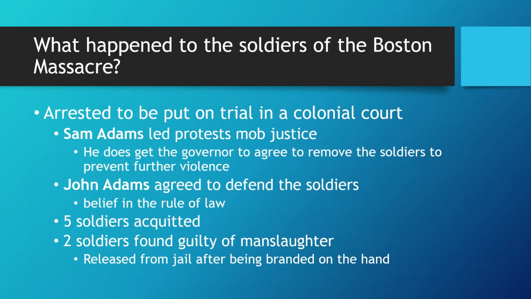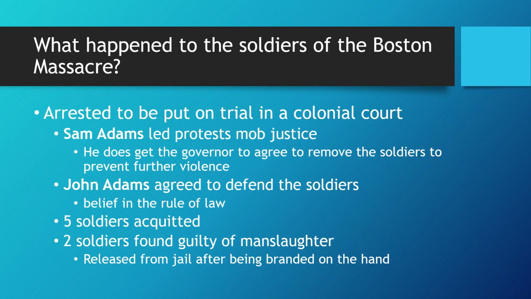The soldiers involved in the massacre were put on trial in a colonial court. The prevailing belief was that an all-American jury would probably quickly convict them and probably hand them over to the Sons of Liberty for public execution. Sam Adams led protests advocating for mob justice. He also gets the governor to agree to remove the soldiers from Boston to prevent further violence.